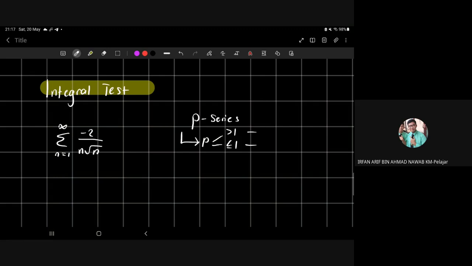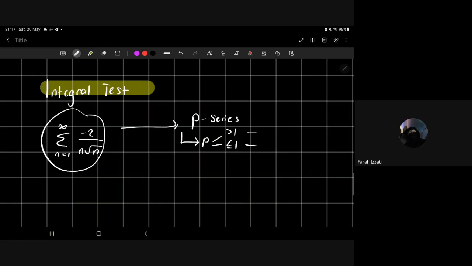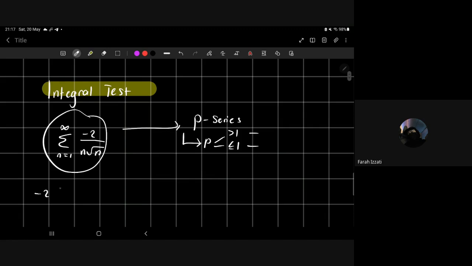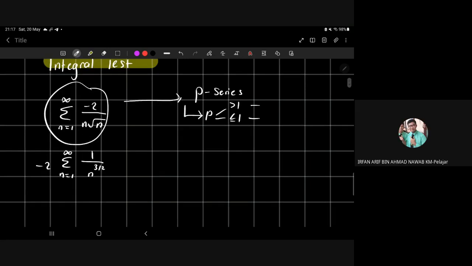I mean that in this case, this series is simple enough to use P series directly without even using the integral test. So you take out the negative 2, and then n times square root of n, you already see that it's n to the power of 3 over 2. Oh yeah, okay.